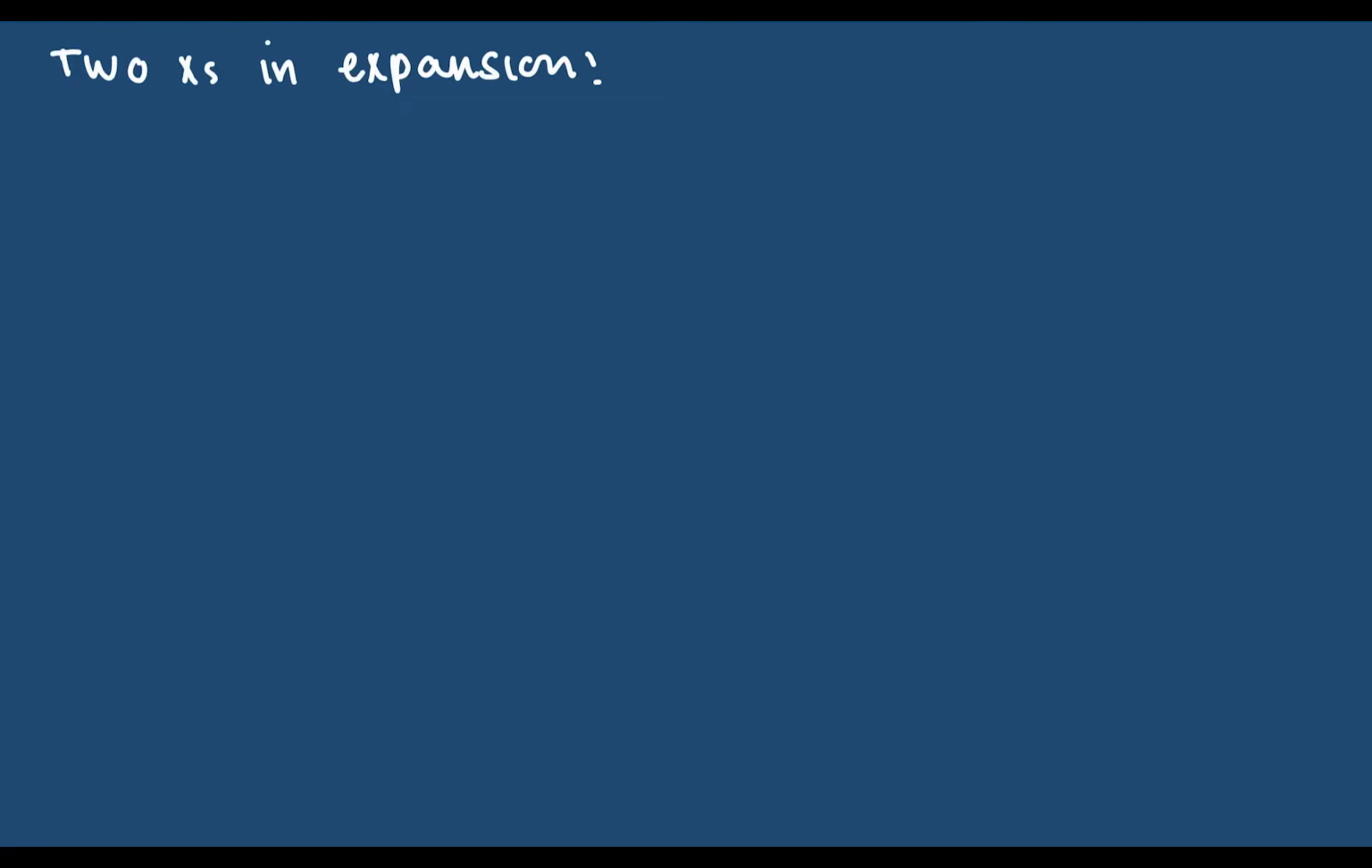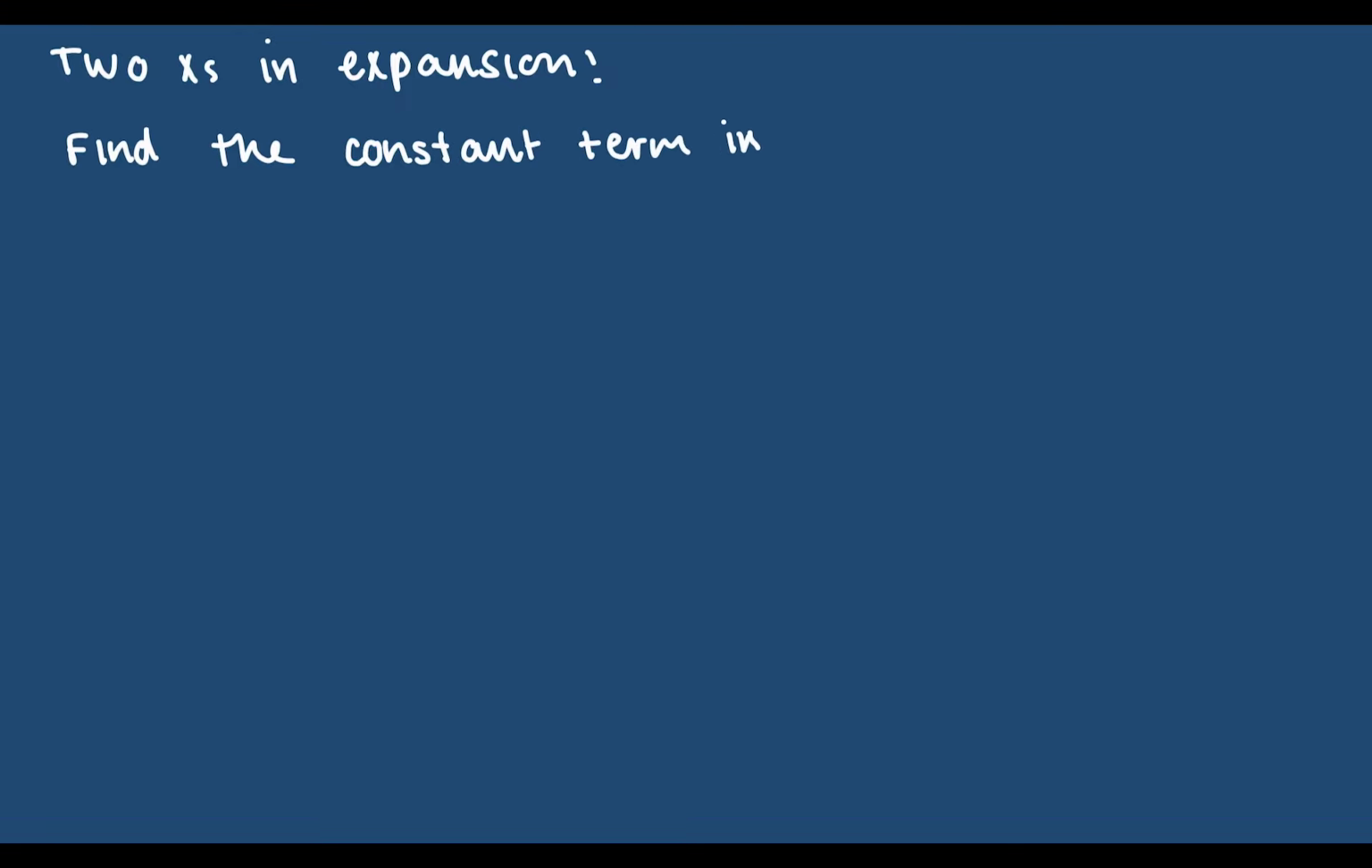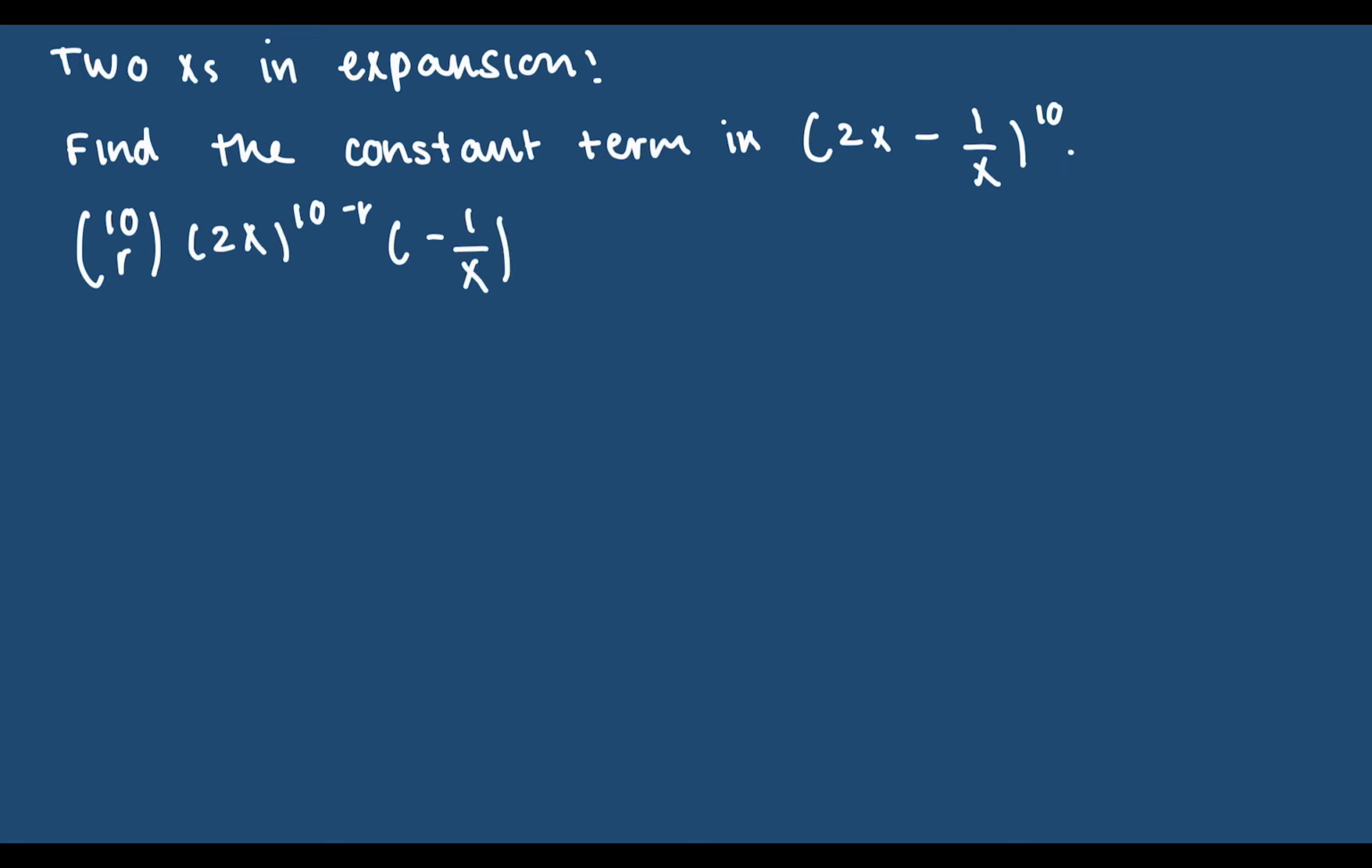This time, it's when we have two x's in the same binomial expression. Okay, this actually happens a lot. Maybe this is a bit easier than the previous one. So they're asking us to find the constant term in 2x minus 1 over x to the power of 10, right? So 2 x's in the expression. But same thing as always. We use the formula 10 choose r times 2x to the power of 10 minus r times minus 1 over x to the power of r.